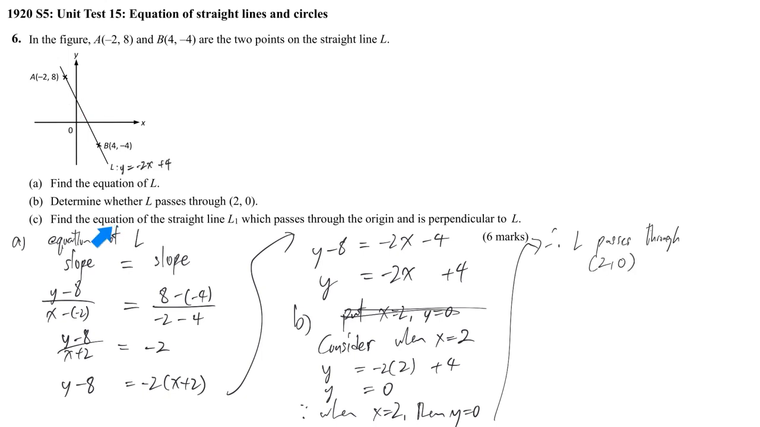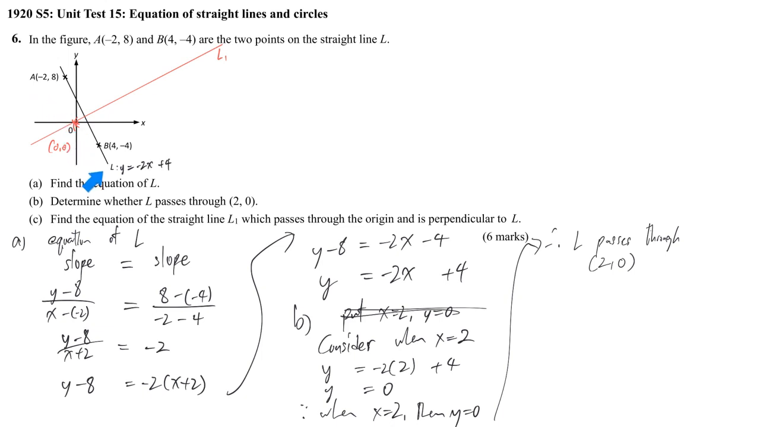In part C, they ask us to find the equation of straight line L1. That means there is another straight line. And this straight line passes through the origin, passes through this point, and is perpendicular to our original line. L1 should be like this, and our mission is to find the equation of this straight line. What we know is it passes through the point (0, 0).